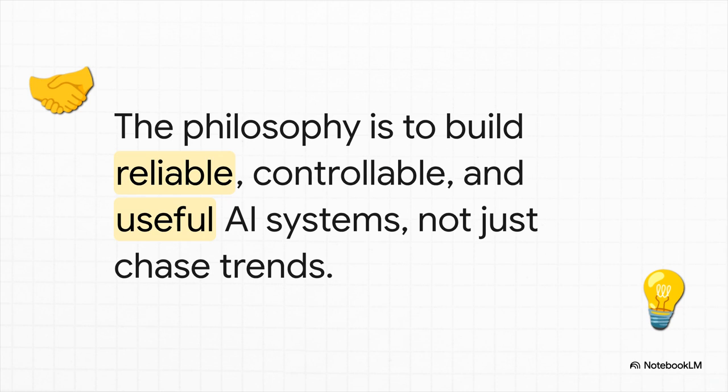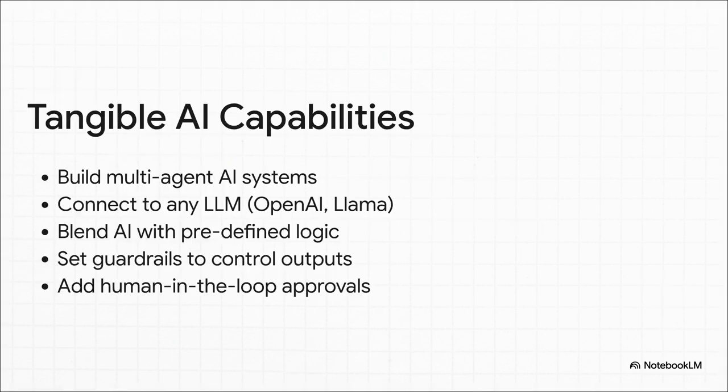It's about building AI systems that are reliable enough to use in a business, controllable enough so you can prevent crazy mistakes, and ultimately useful enough to solve actual problems. And it delivers on this promise by giving you real, tangible controls. You're not just shouting a prompt into the void.